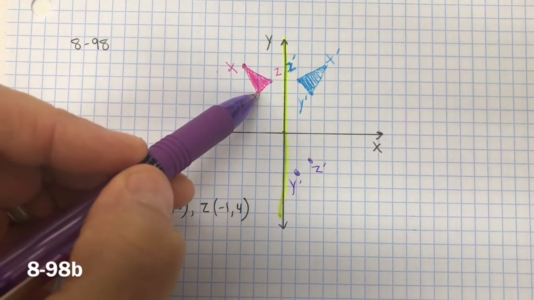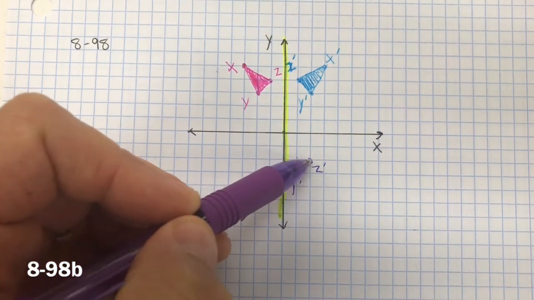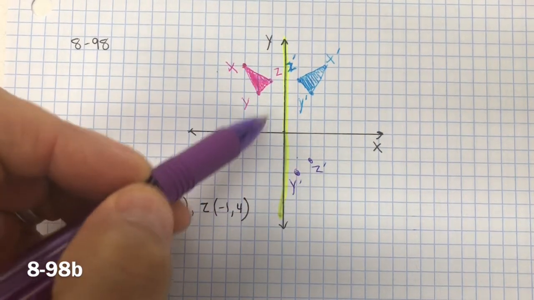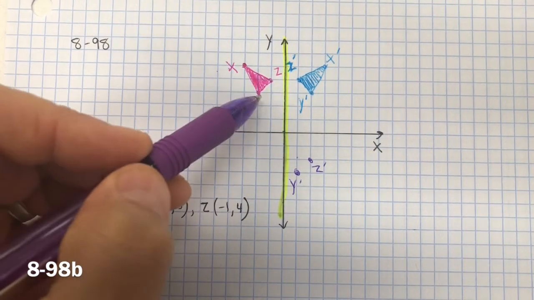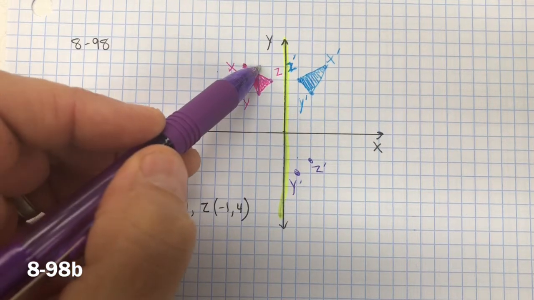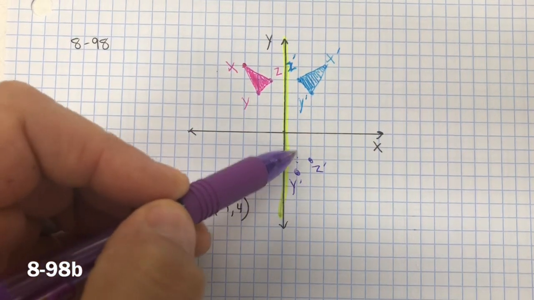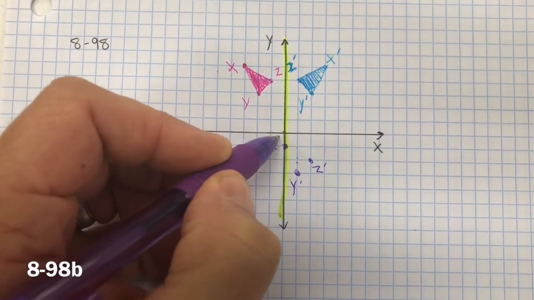Now, I could have just gone up 1 and over 1 to the right, up 1, over 1 to the right, instead of counting 6 down and 3 to the right. And I could also do the same thing to find my X coordinate. So up 2, over 1. Up 2, over 1. There's my X prime.